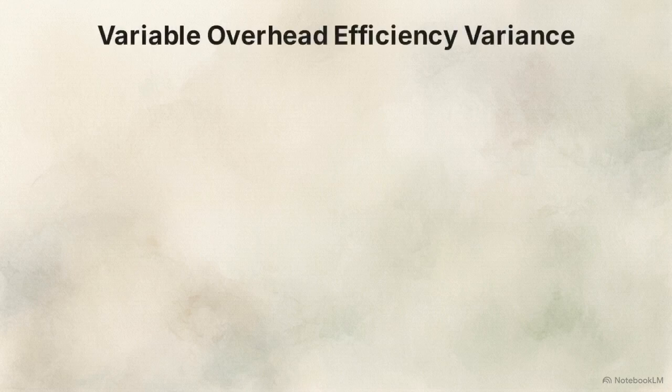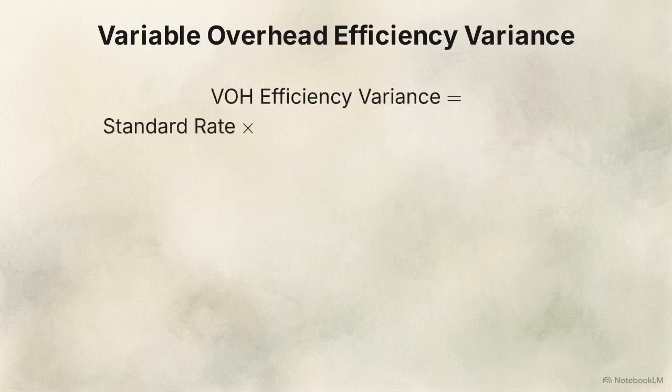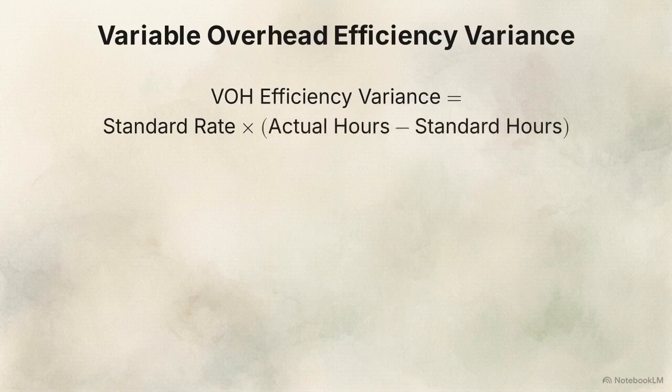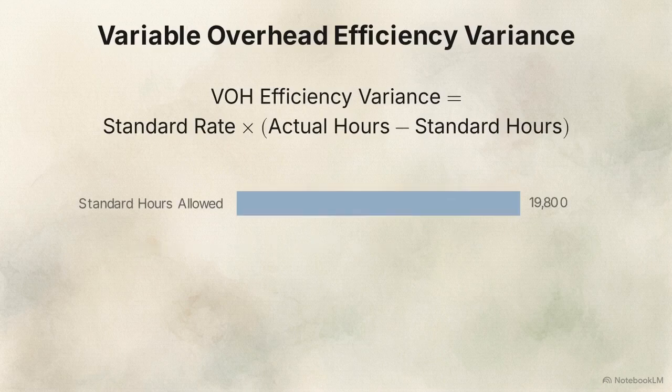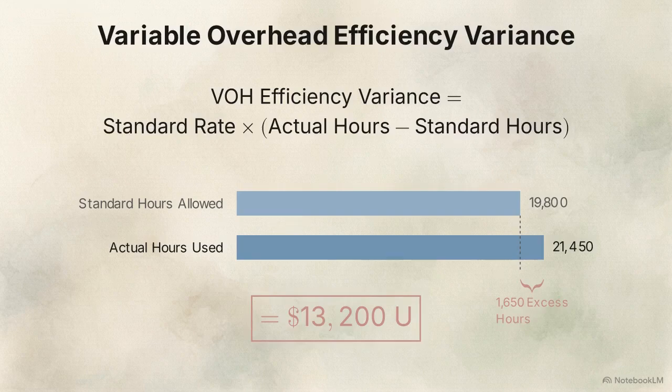The second metric, the variable overhead efficiency variance, isolates the actual usage of inputs, like machine time or materials, rather than the price paid for them. To calculate this, we multiply the budgeted application rate by the difference between actual allocation base and standard inputs allowed. We multiply the $8 standard rate by the difference between 21,450 actual hours and 19,800 standard hours. This yields a $13,200 unfavorable efficiency variance.